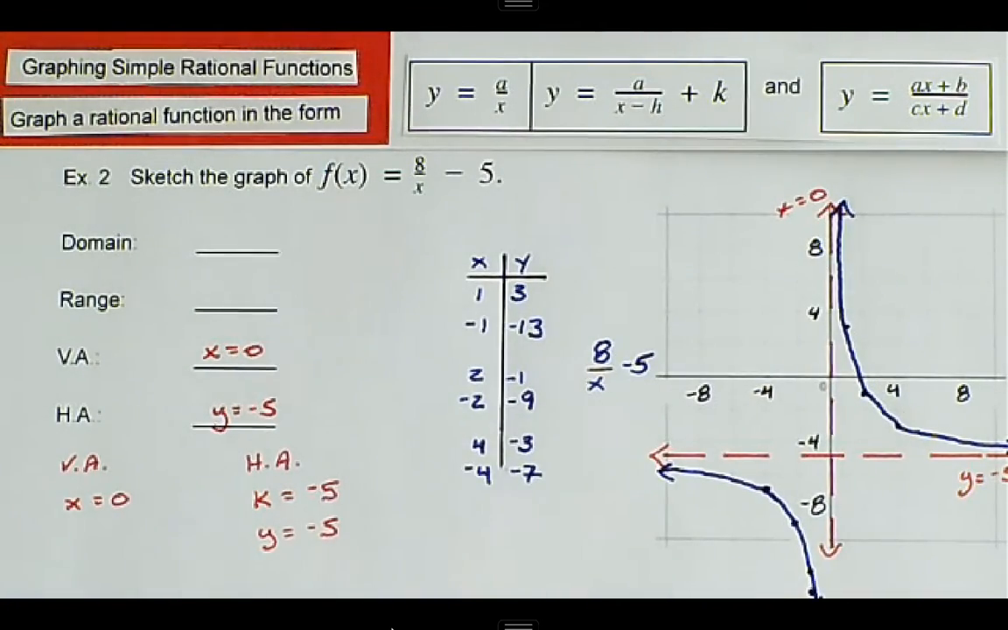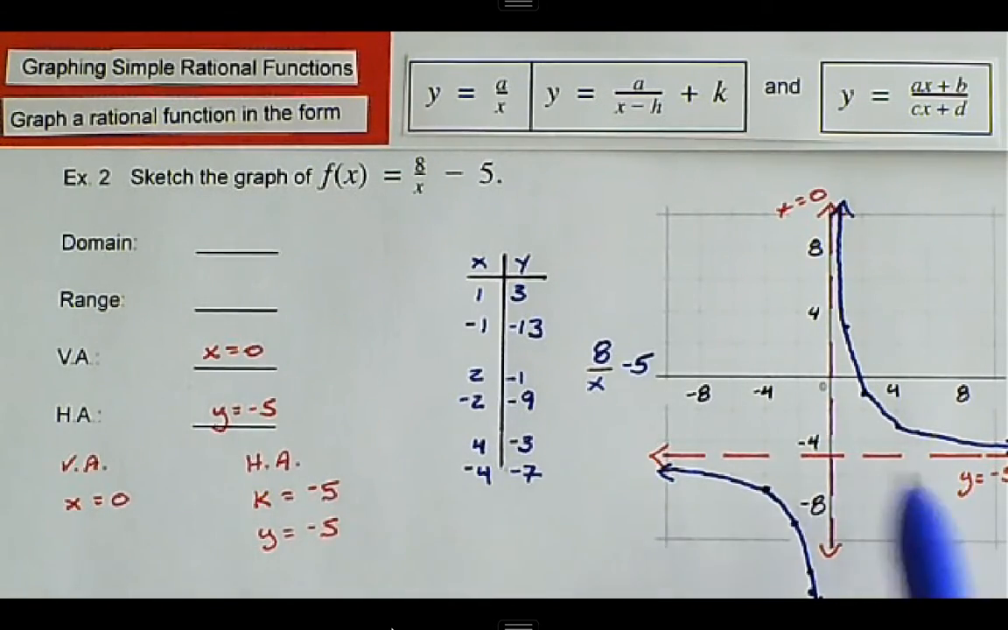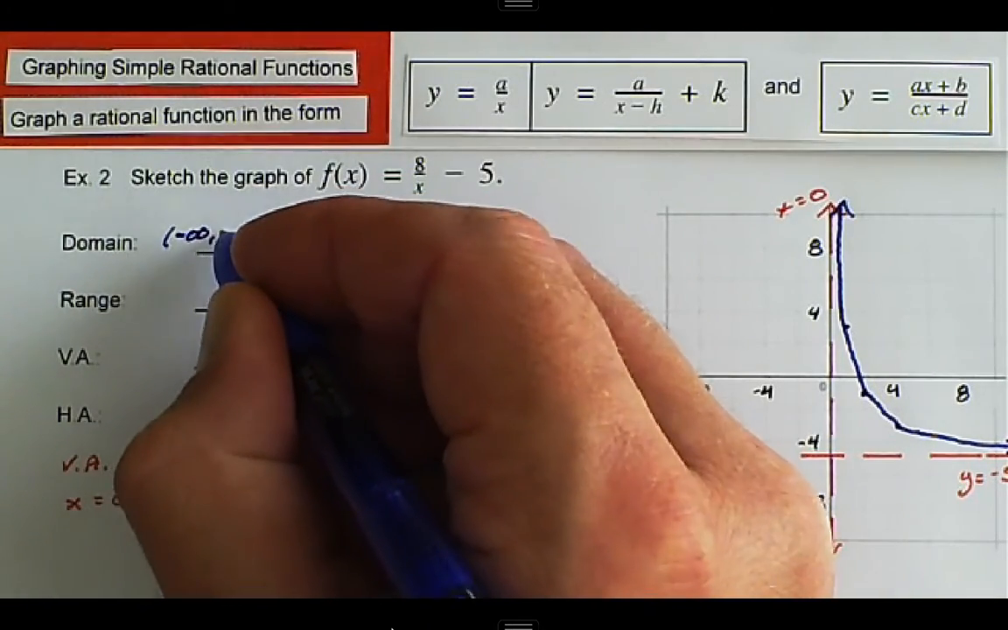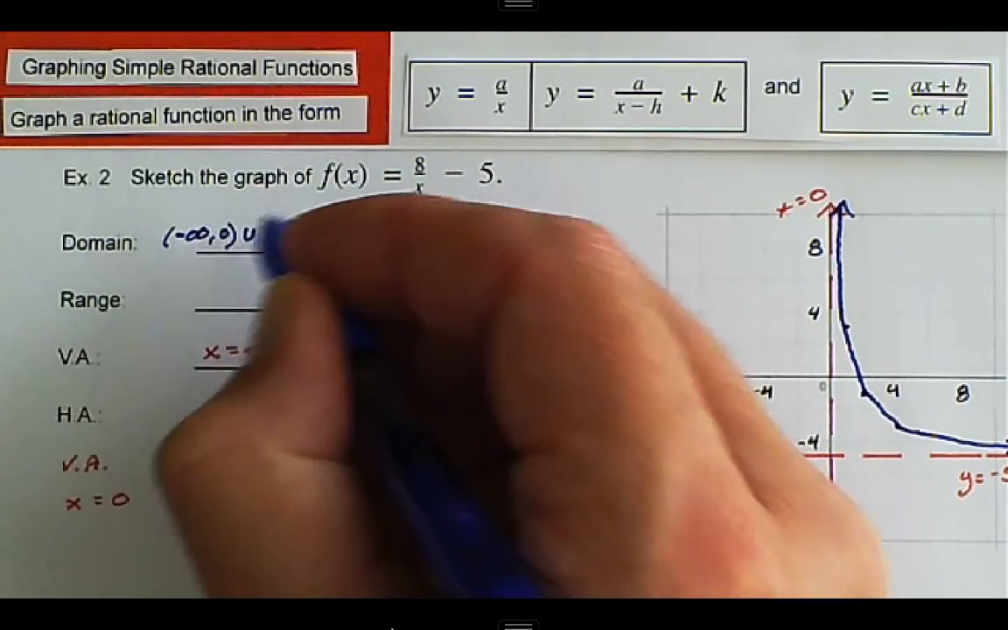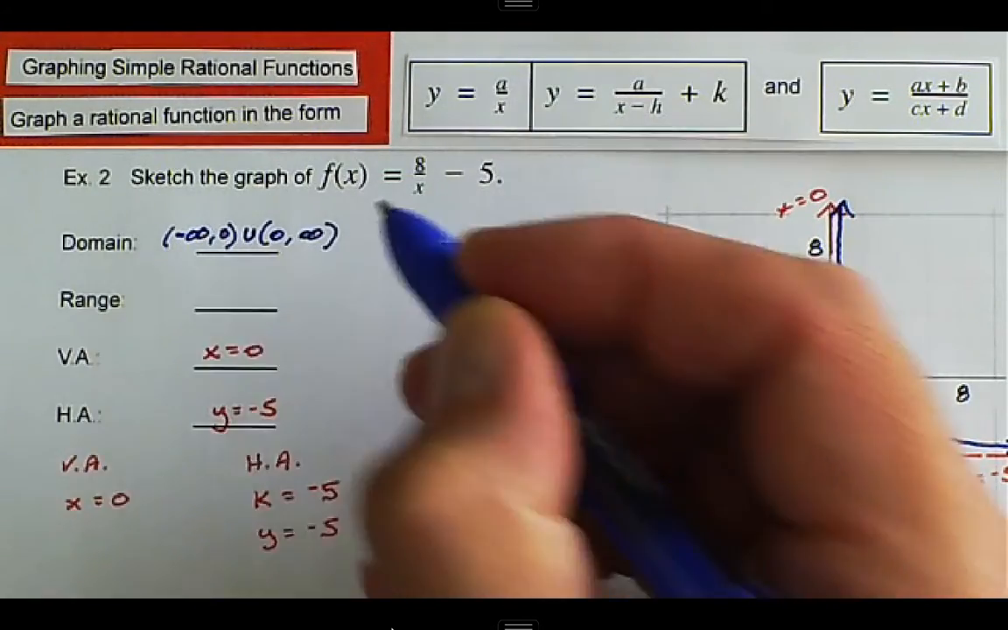Last thing we have to look at is our domain and range. And so we're looking at the domain, which is the x values. The domain is everywhere except x equals 0. So we're going to start at negative infinity, go to 0, 0 not included, union, not included 0 to infinity.